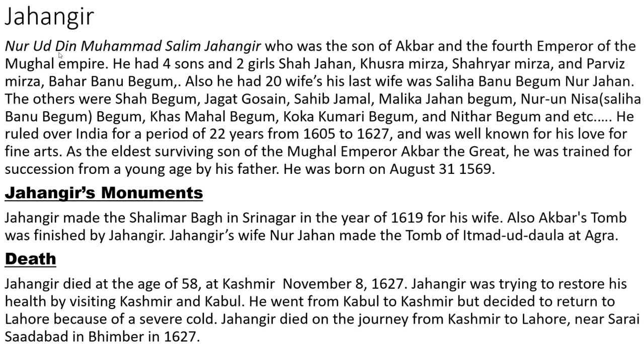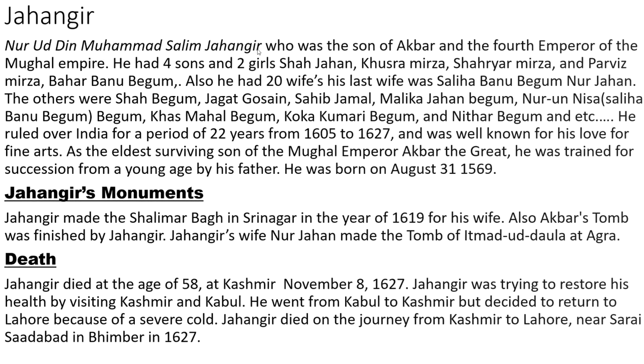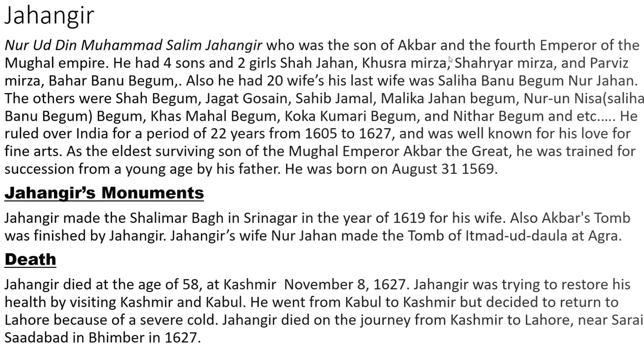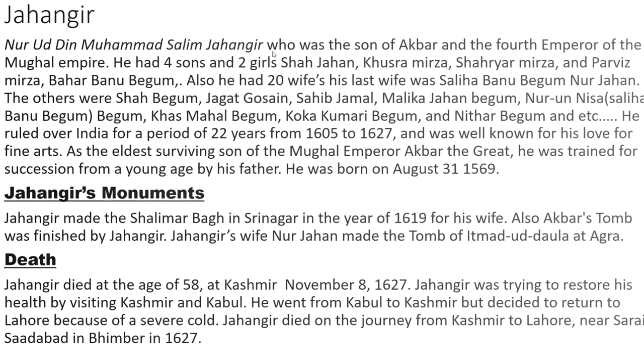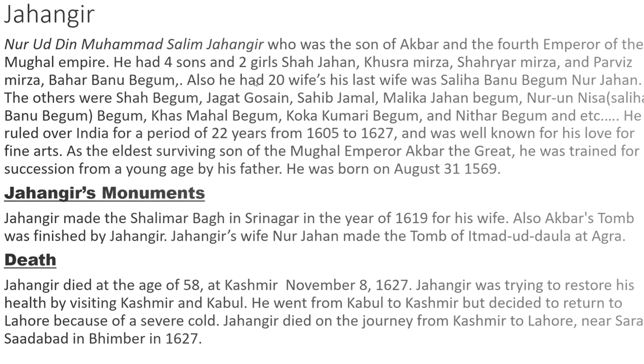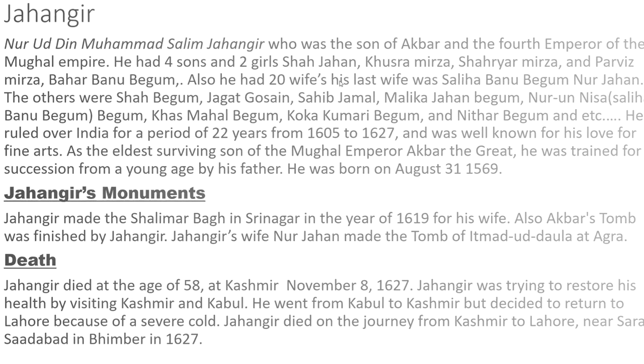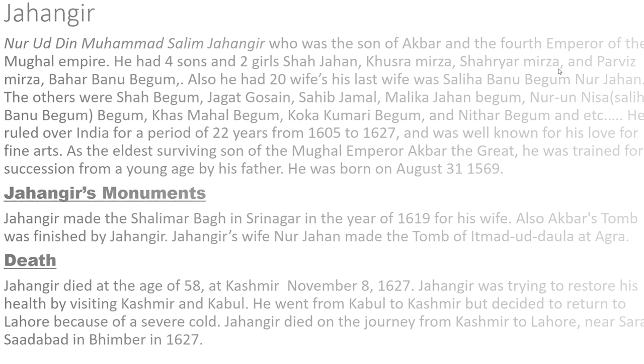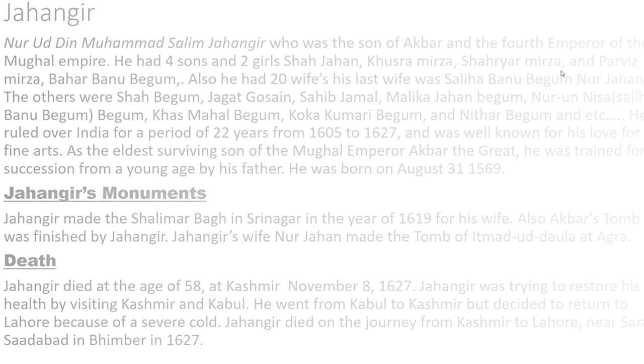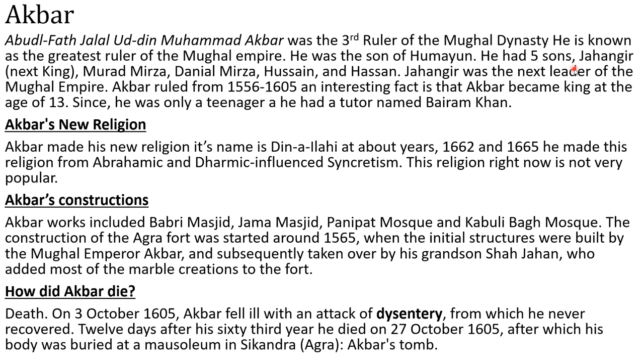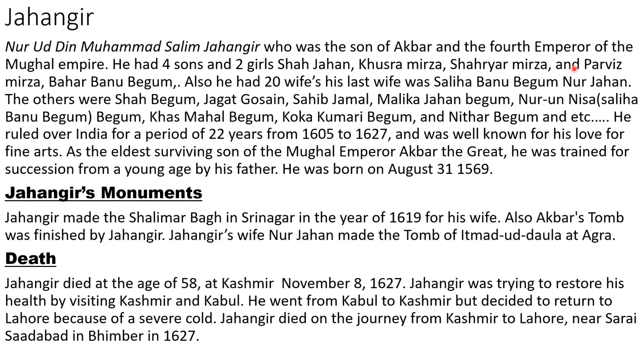Jahangir. Nur-ud-Din Muhammad Salim Jahangir was the son of Akbar and the fourth emperor of the Mughal Empire. He had four sons and two girls: Shah Jahan, Khusra Mirza, Shahryar Mirza, Parviz, and Bahar Banu Begum. Also, he had 20 wives. His last wife was Saliha Banu Begum, Nur Jahan.